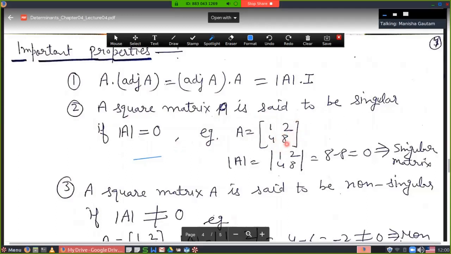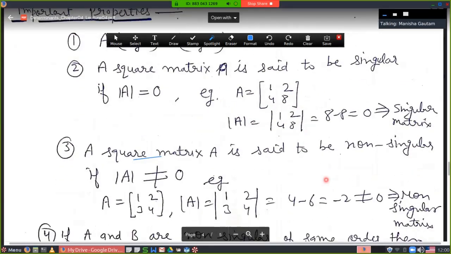1, 2, 4, 8. This is a matrix. First of all, write it in the form of a determinant. Cross multiplication takes place: 8 minus 8, you will get 0. If the determinant value is 0, the definition says the matrix is a singular matrix.